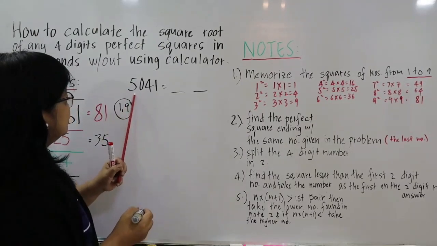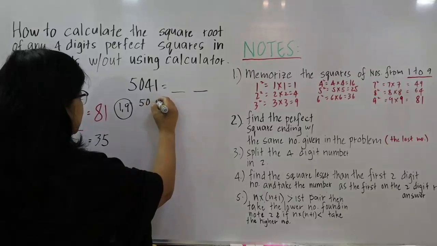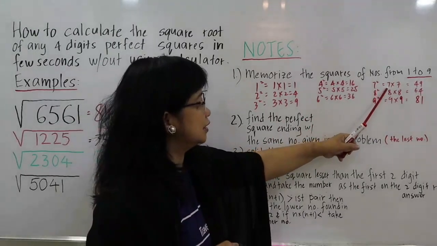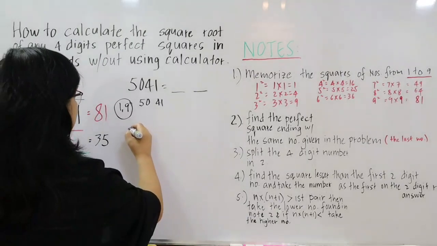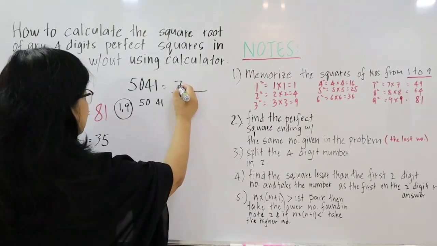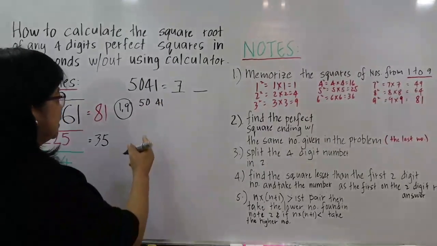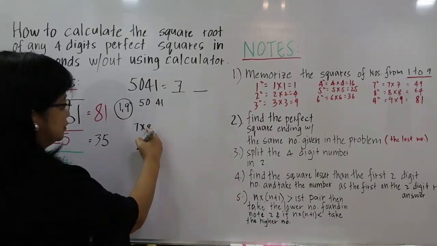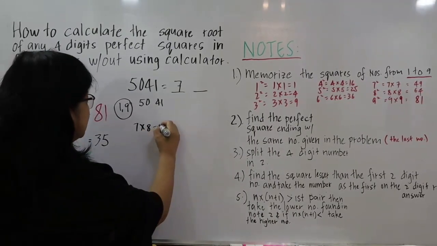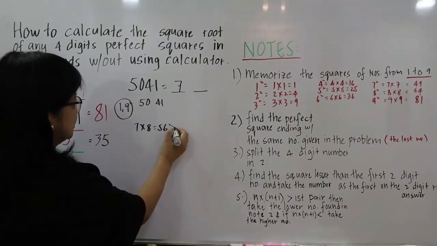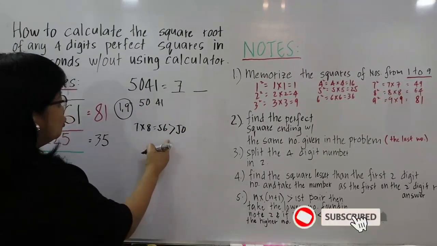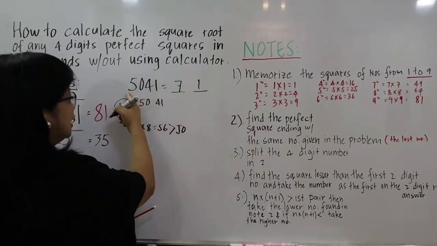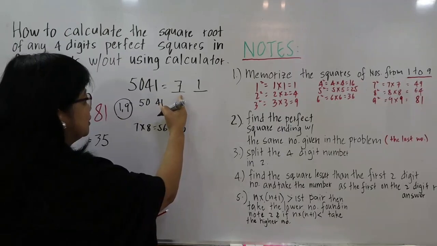And then we will see, because we group this into 50 and 41. Now, which square is less than 50? Of course, it is 7 by 7, which is 49. So the first answer here is 7. And then 7 times 8, because we use n times n plus 1, so 7 by 8 is equal to 56. 56 is greater than 50. So we will use the lowest number, which is 1. So the answer of the square root of 5041 is equal to 71.